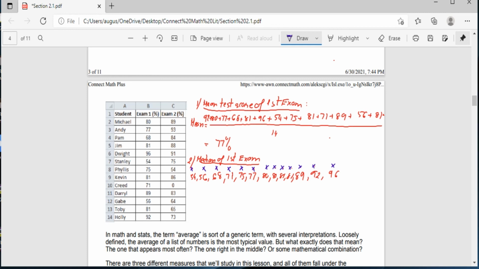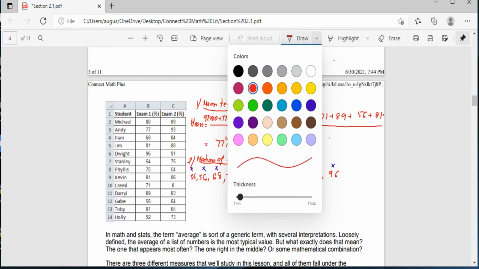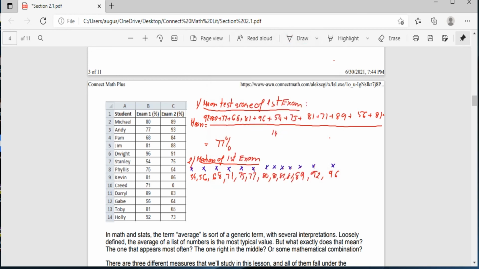It should be 14. 1, 2, 3, 4, 5, 6, 7, 8, 9, 10, 11, 12, 13. Oh, only 13. Oh, I see. There's only 13 students, guys. Oh man, they tricked us. All right, I see it now. So only 13, not 14. So there's only 13.